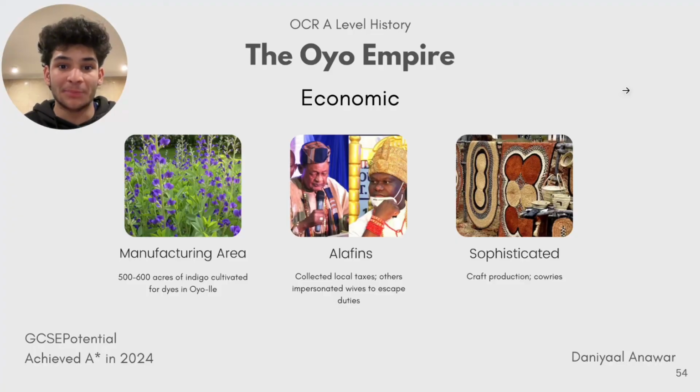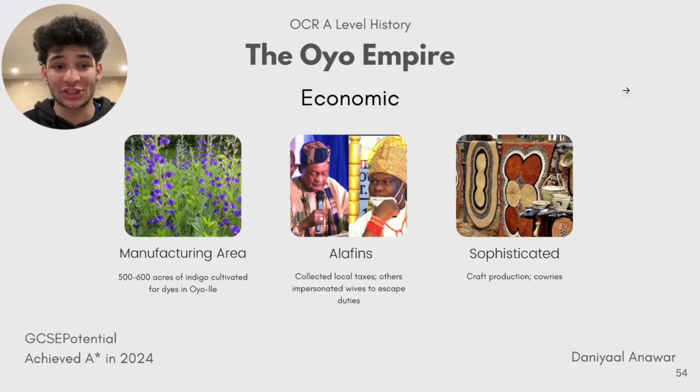Economic, 3 points. Firstly, manufacturing area. So Oyo was very much a manufacturing kingdom. They had 500 to 600 acres of indigo, which they cultivated for dyes in Oyo Ile, being sort of the old Oyo, so sort of the capital region. So they cultivated a ton of acres of indigo, and then they sold them off as dyes. So yeah, the big manufacturing focus.